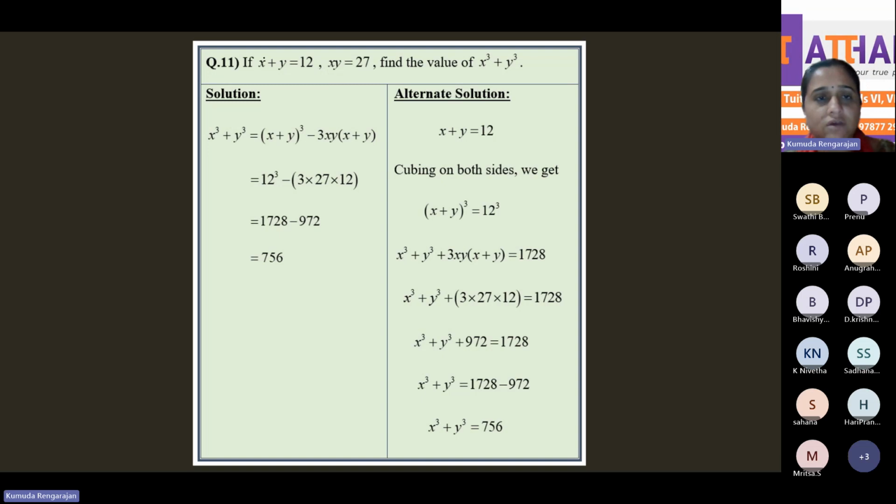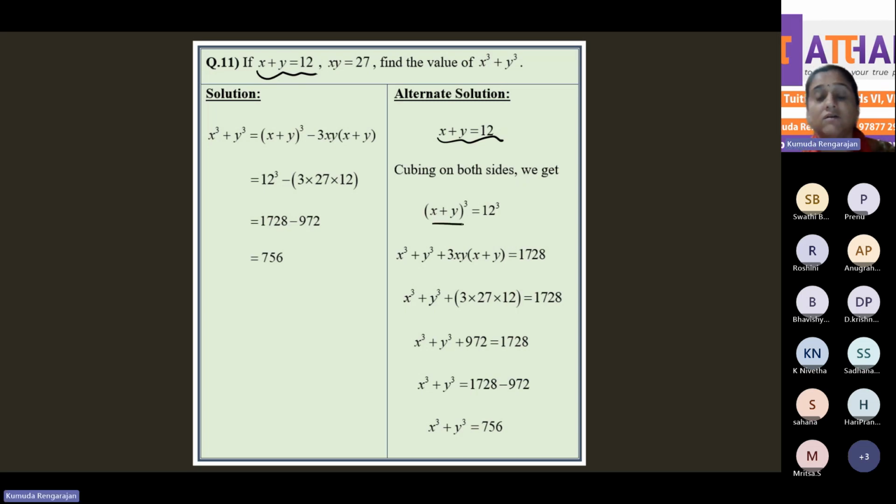Or what you can do is you have x plus y is equal to 12. You can cube this on both sides. Why should you cube it on both sides? Because we'll have to find x cube plus y cube. The power is 3 here. So you should not square on both the sides. You should cube on both the sides. There's another way of doing it, an alternate solution. X plus y is equal to 12. Cube on both the sides.